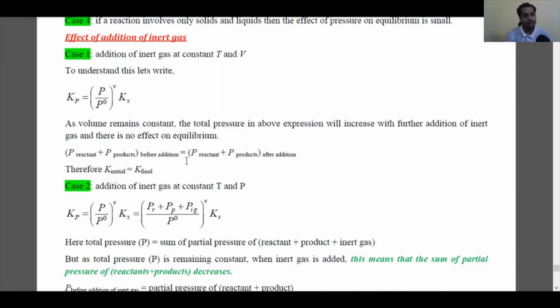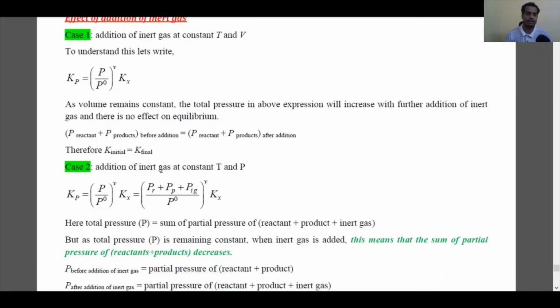If we add inert gas, then well and good, there is no problem. The partial pressure of reactant and product before and after addition of inert gas remains the same. That means the equilibrium constant will also remain the same. If P is not changing, how will the equilibrium constant change? It will also not change. So if an inert gas is added at constant temperature and volume, the equilibrium constant will not change.